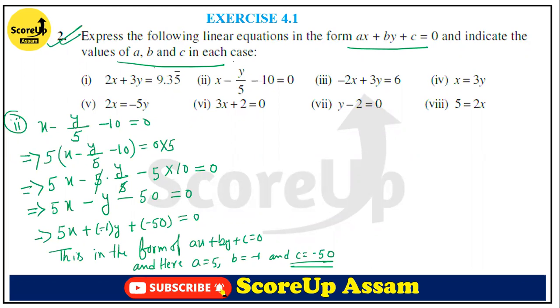Why have we written it like this? Just to make this equation in the form of ax plus by plus c is equal to 0, just like the standard form. Okay, and here a is equal to what? 5, b is equal to minus 1, and c is equal to minus 50. Is it clear to you?